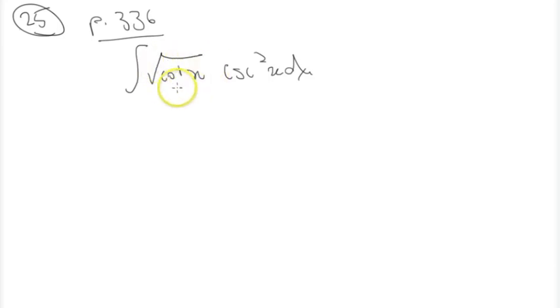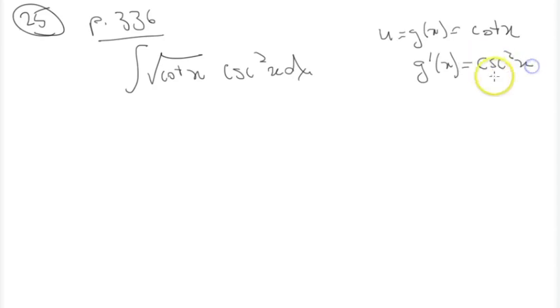In this case, it's pretty obvious. Cotangent, we know that the derivative of cotangent is cosecant squared. So we're good. We know that we're able to make a u substitution. So I'll define u, which is g of x. I'll define g of x as cotangent x. And then I'll define g prime of x as cosecant squared x, and that means that du, which is g prime of x dx, is going to be equal to cosecant squared x dx.